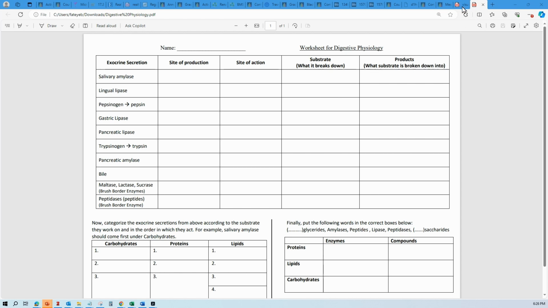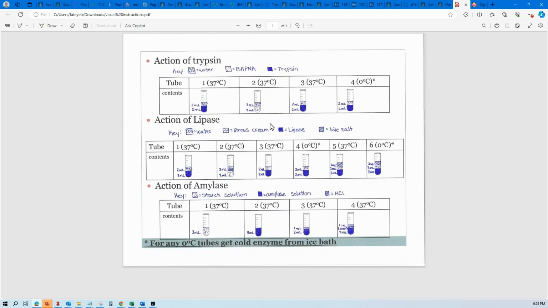Another thing, really quickly, this is a reminder for you of what you did in lab and what each experimental condition was for the protein experiment. So for the protein experiment, look at the answer key. That is water at the top. So that's water. And this is trypsin.